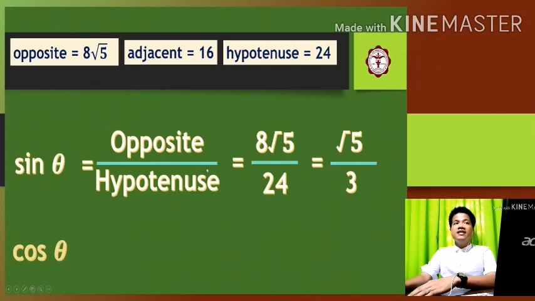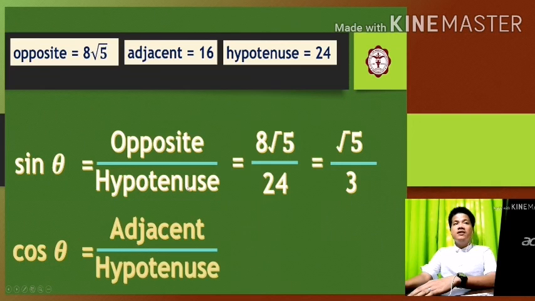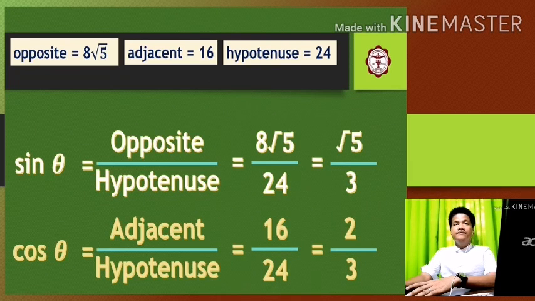Solving for cosine theta, we will have the formula given a while back. We have the adjacent side over the hypotenuse side. So our given adjacent side is 16 and our hypotenuse is of course 24. So simplifying, we will have cosine theta is equal to 2 square root of 2 over 3.